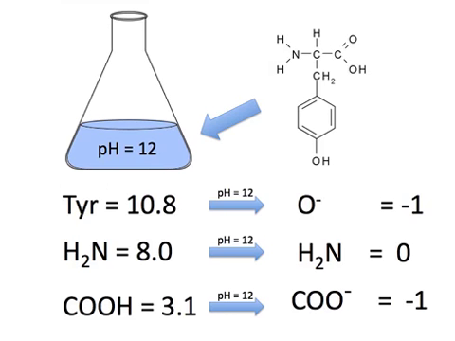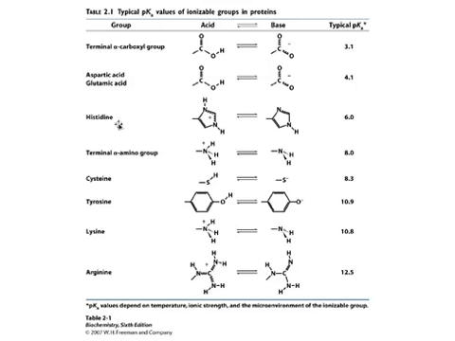I want to go back to that chart and show you that you can keep referencing back and forth. See, tyrosine, it told us what was going to come off right here. If we react it with a basic solution, it becomes O negative. If we react it with an acidic pH, it's protonated. So this would have been a 0, and that one would have been a -1. I just want to show you that you can keep referencing back to that.